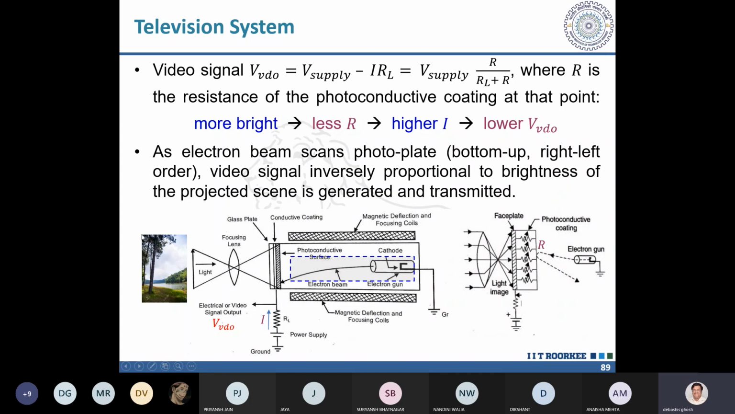If I want to find out the brightness at this point, then I have to do the scanning at the bottom right. Although here it is top left, I have to do the scanning here at bottom right. So if I want to do the scanning left to right and then top to bottom, here I have to do the scanning just in the opposite way, isn't it?